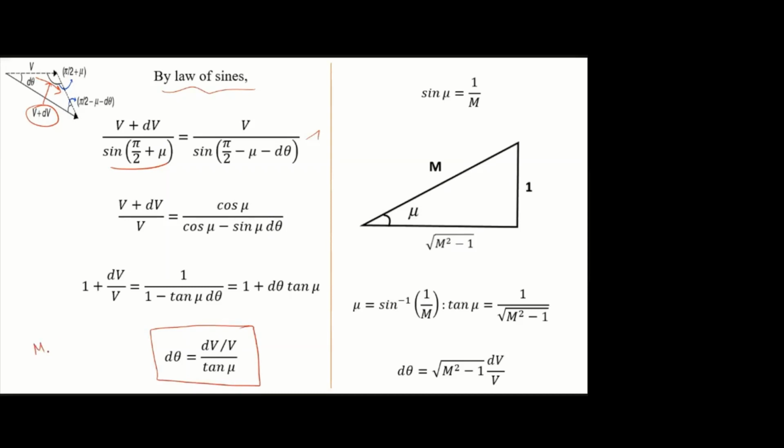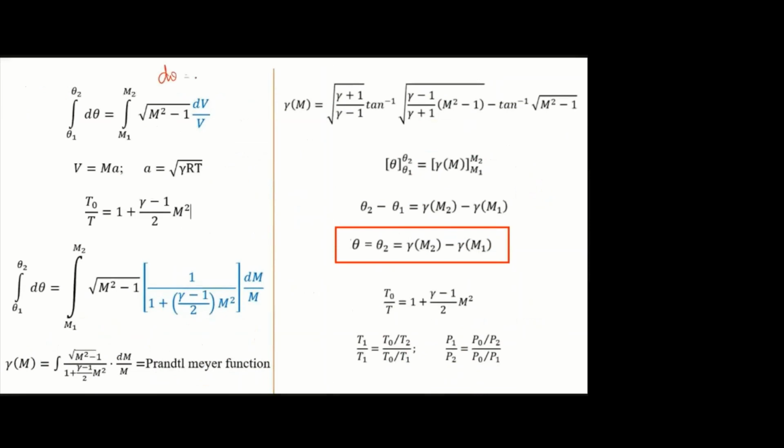Actually, in the final equation, I need M2 in terms of M1. I don't want other terms. So this velocity I can convert later. First I'm converting this tan mu into Mach number. Tan mu directly we don't have a formula, but we have the sin mu formula, the Mach wave angle formula. For this formula, if you draw the right angle triangle, this will be the diagram. Here we have M, here we have 1, and this is mu. Once you know these two sides, the third side can be found, which is root of M squared minus 1. Now for this right angle triangle, we can find tan mu, which is 1 divided by root of M squared minus 1. So instead of this, I can substitute root of M squared minus 1. So d theta is equal to root of M squared minus 1 times dV by V.